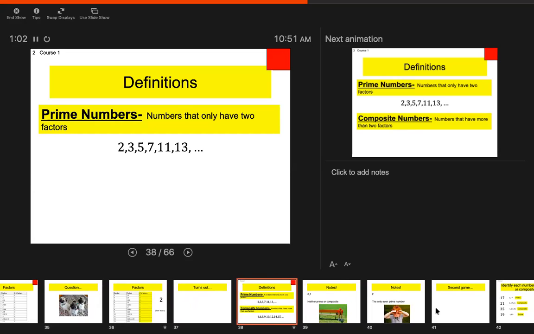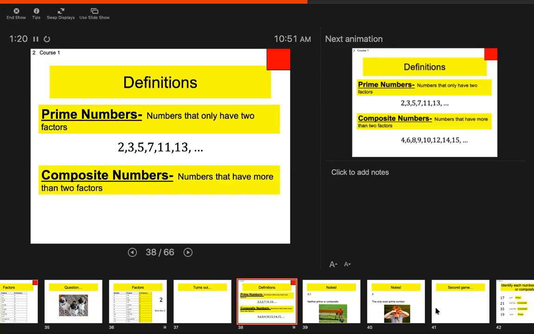Any other even number, 2 goes into it, so it'll have more than 2 factors. Take 22. Well, granted, 11 goes into it, but so does 2, right? So any other even number, 2 is a factor, so by that definition you get more than 2 factors. Okay? So those are called prime numbers.